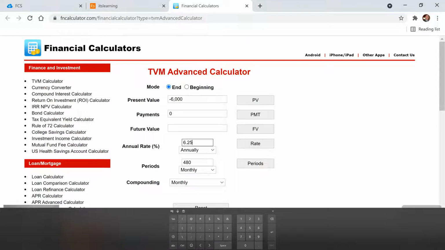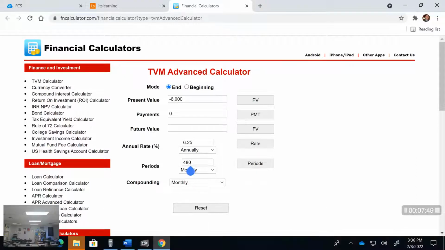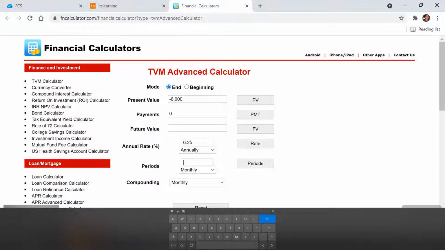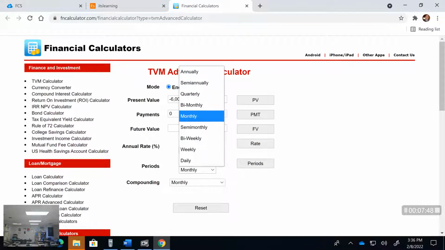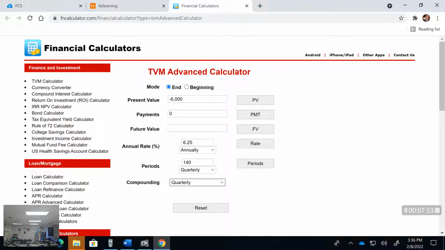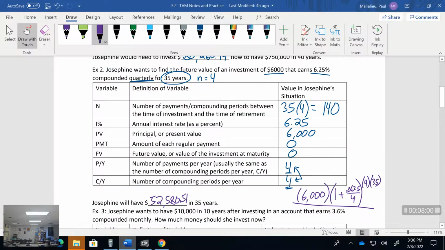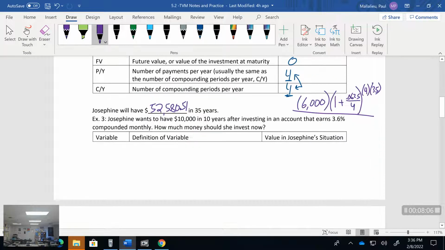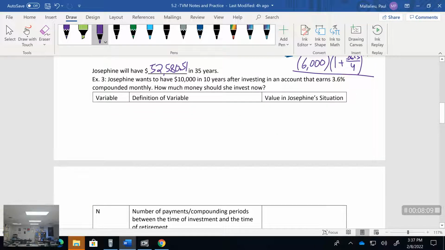That is compounded, or the interest rate's going to be yearly. Our period is compounded quarterly. And we have 140 total times that this is going to be compounded quarterly, and we would like to know the future value. Bam. So it's $52,580.51. So either way, whether you're using the calculator that you have, like the TI-30 I'm using, or you can use the online calculator, then you're okay.